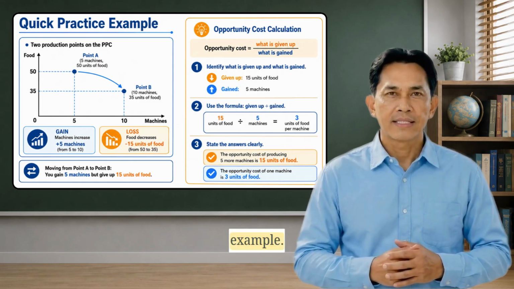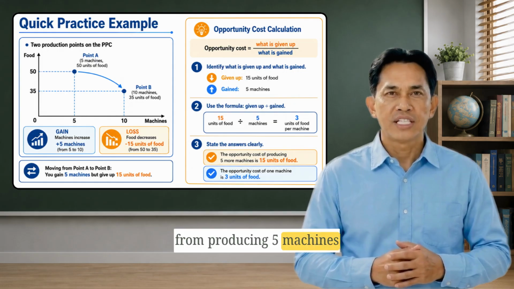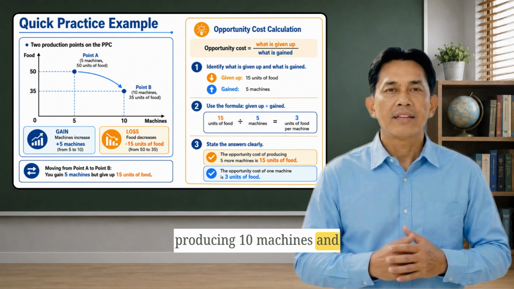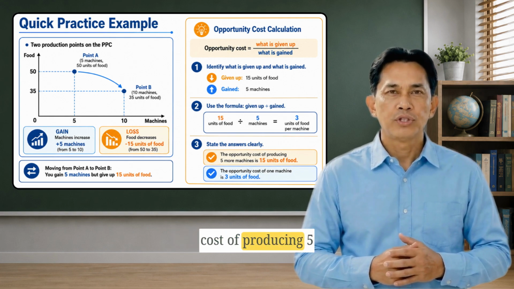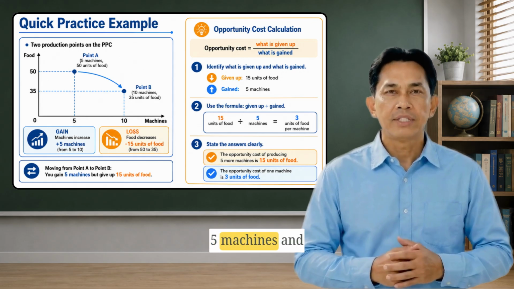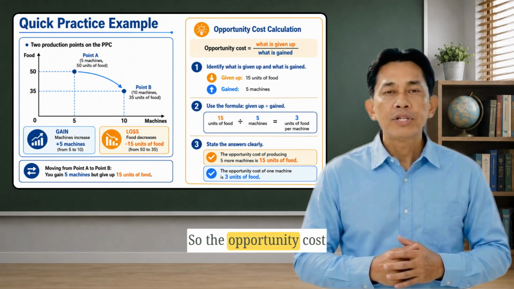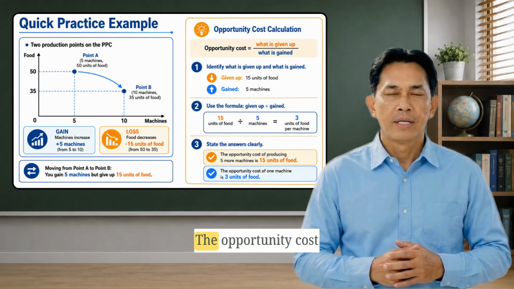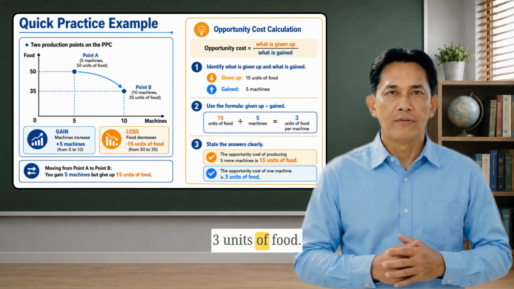Let's do a quick practice example. Suppose an economy moves from producing 5 machines and 50 units of food to producing 10 machines and 35 units of food. What is the opportunity cost of producing 5 more machines? The economy gained 5 machines and gave up 15 units of food. So the opportunity cost of 5 machines is 15 units of food. The opportunity cost of 1 machine is 3 units of food.